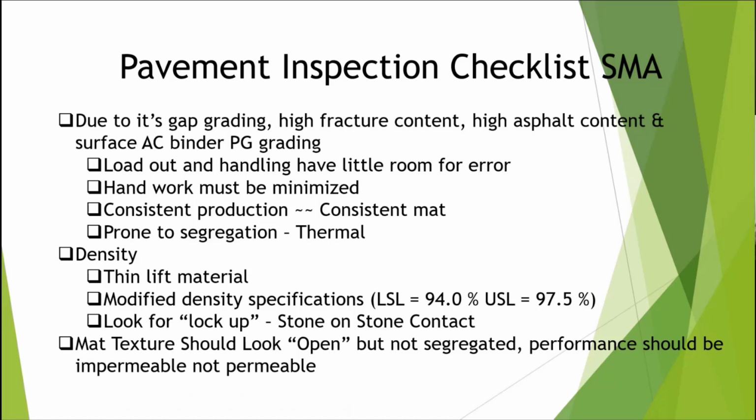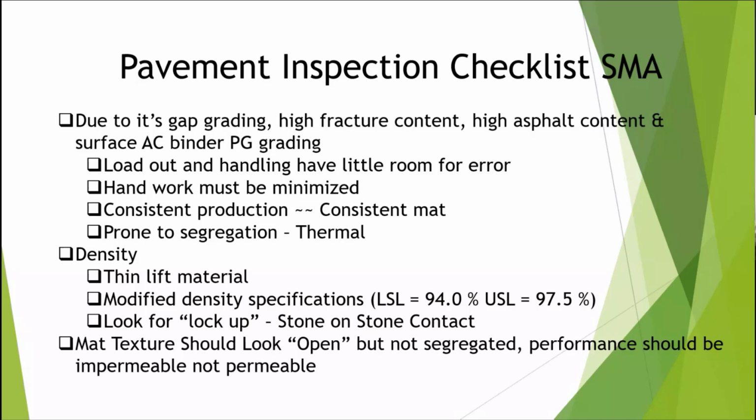You need really consistent production. That applies to any project, but particularly with SMA. And believe it or not, it's prone to segregation. Thermal segregation. It's a relatively thin lift because it's a pretty aggressive PG binder. It's typically produced at the plant at a higher than normal temperature because of that PG binder.